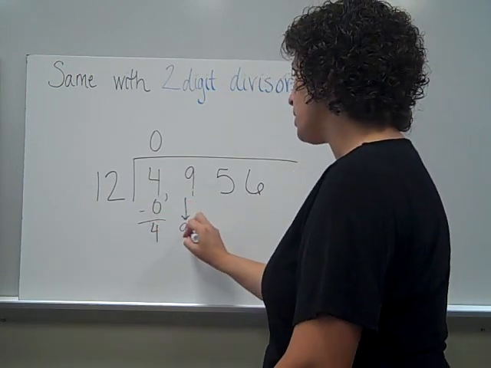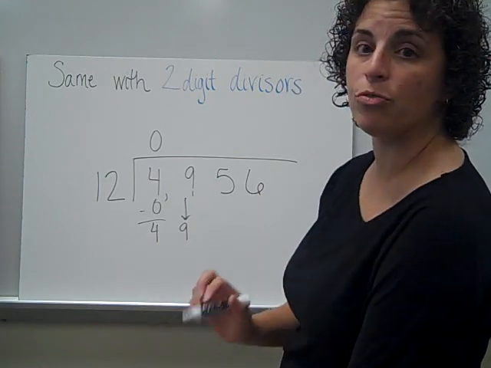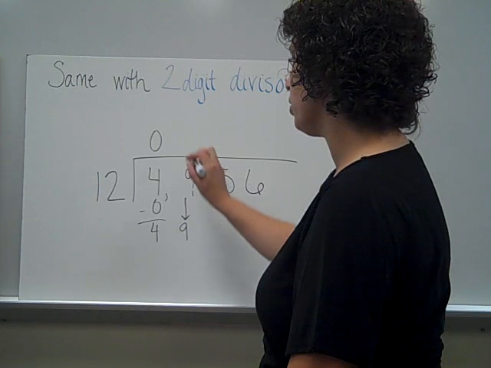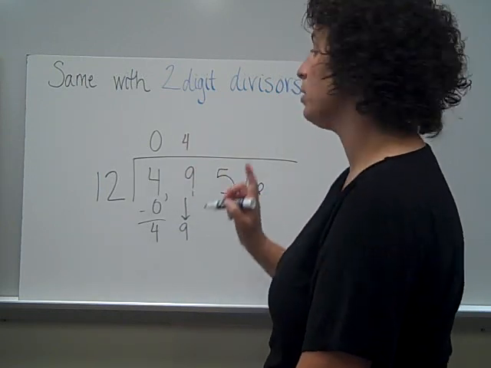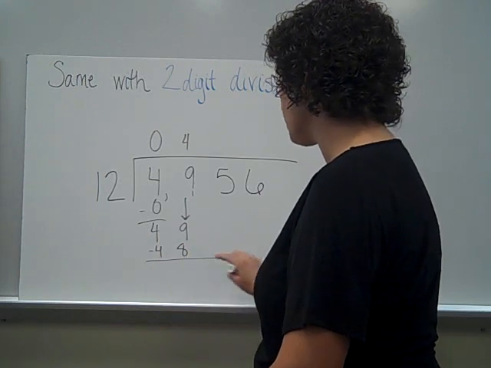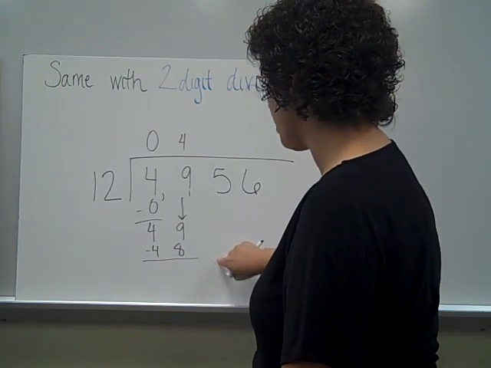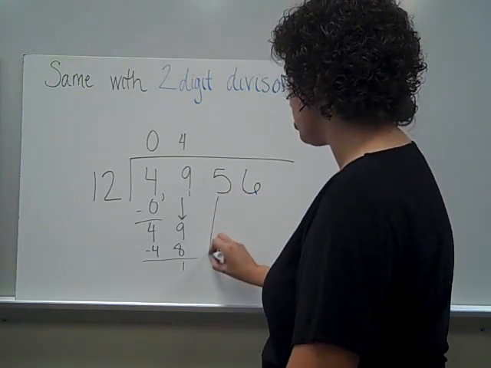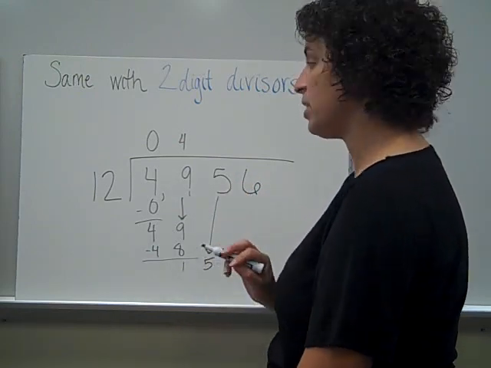Going to bring down my 9, and you see here that now I have 49. Well, 12 times what is close to 49 without going over? That would be 4. 12 times 4 is 48. When I subtract, I have 1 left, and now I'm bringing down my next digit to create 15.